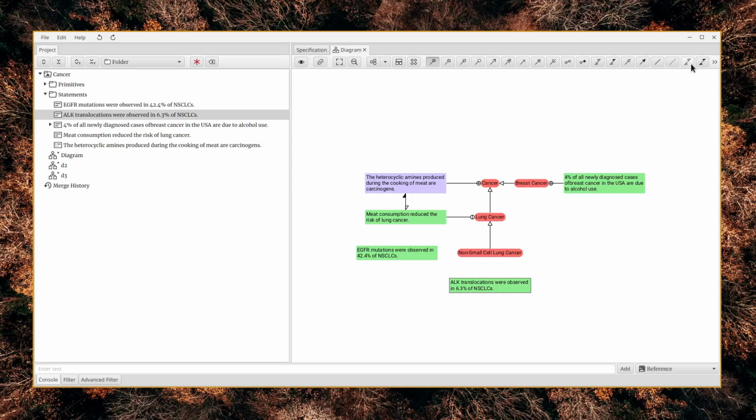And use positive correlation relation. For example, this statement indicates positive correlation because it states that mutations in this gene are frequently found in non-small cell lung cancer cases.